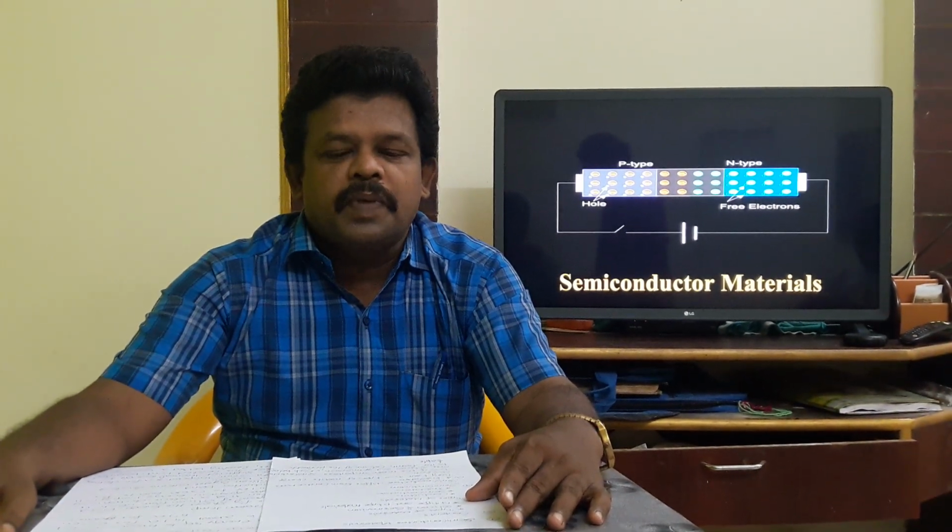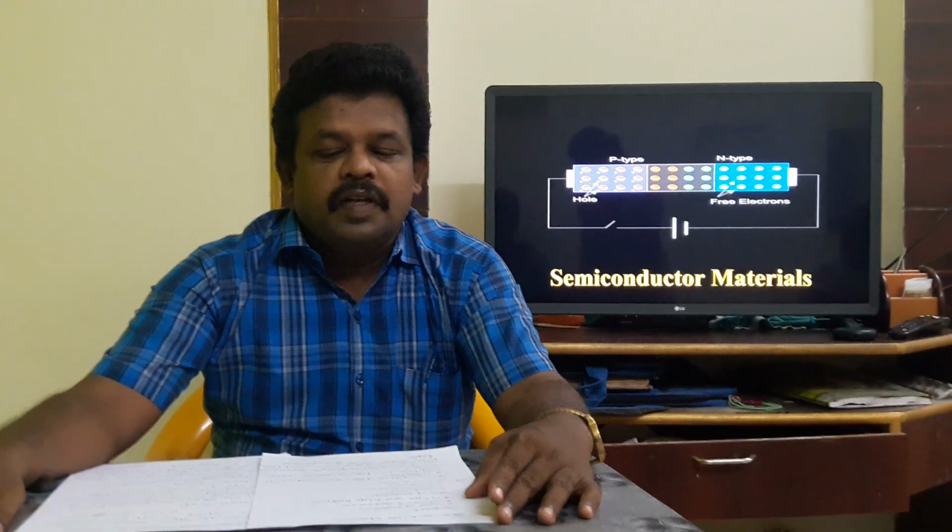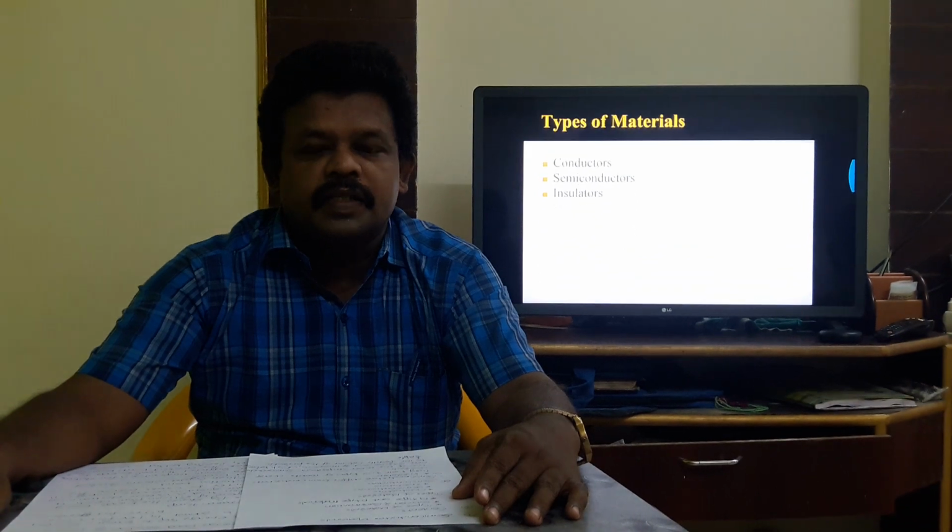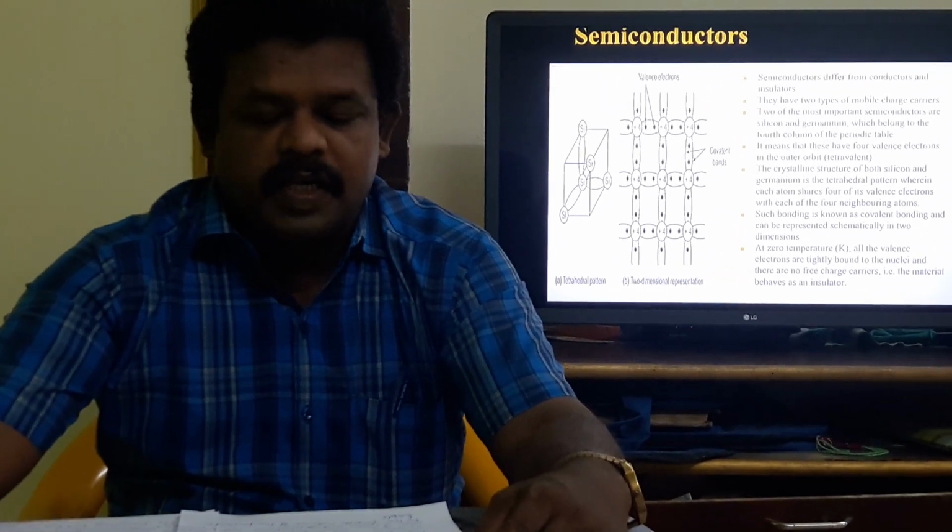Good morning, one and all. Today I am going to explain semiconductor materials. Normally, the materials are classified into three types: conductors, semiconductors, and insulators. Semiconductors differ from conductors and insulators. They have two types of mobile charge carriers.